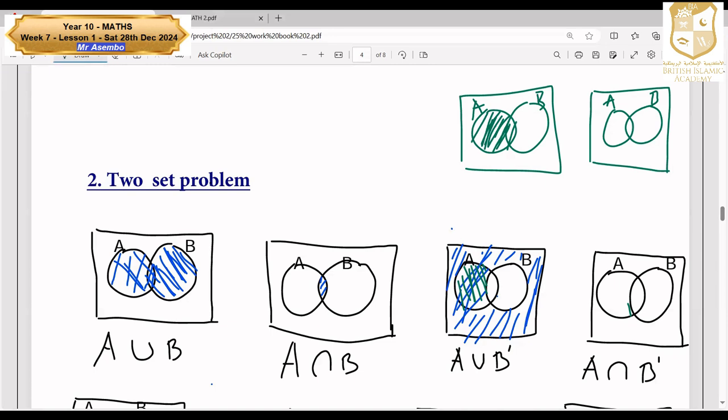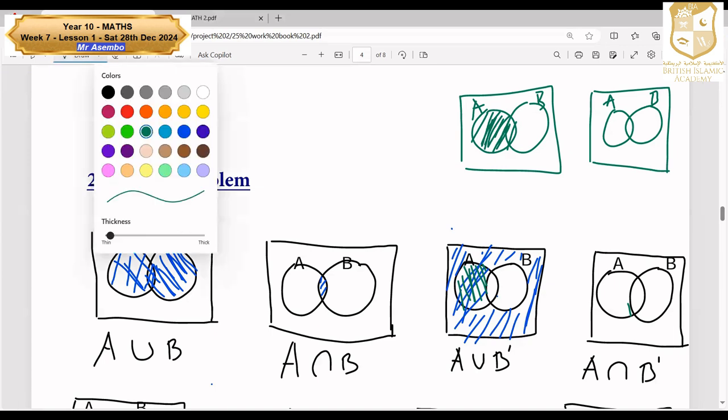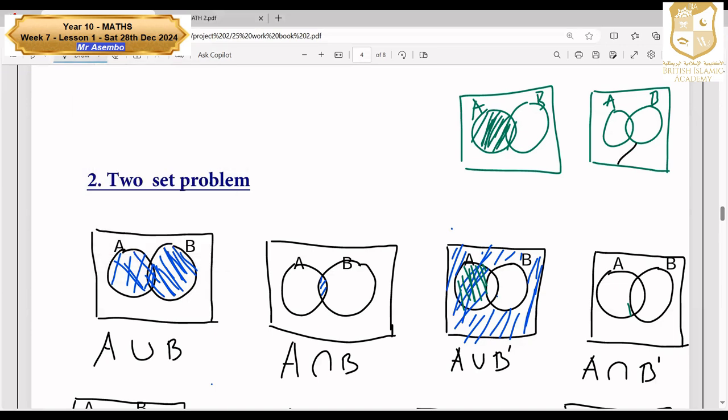Now, how do we shade B complement? B complement are those parts that are not in B, but they're under discussion in the universal set. So let me use a different ink there. So I can shade everything that is not in B, which is going to be the outside one here. Everything that is not in B.